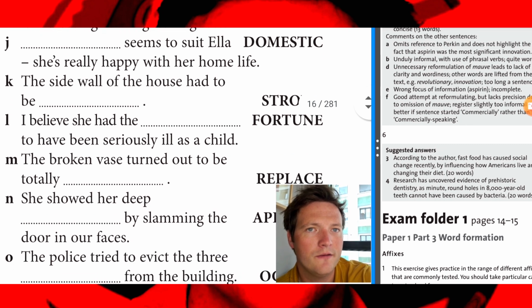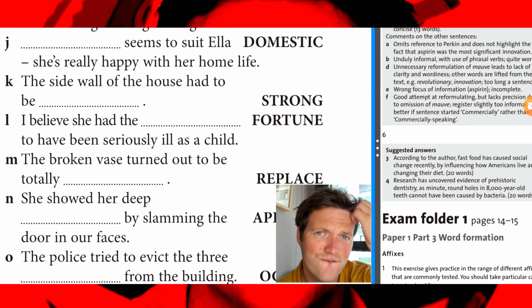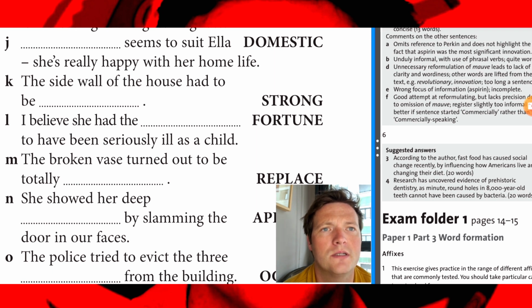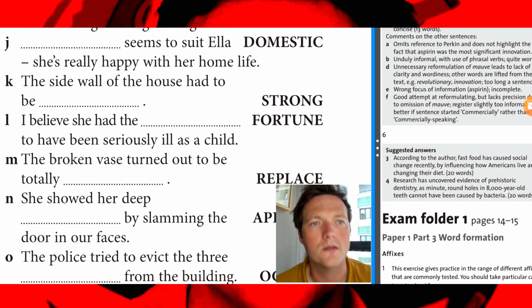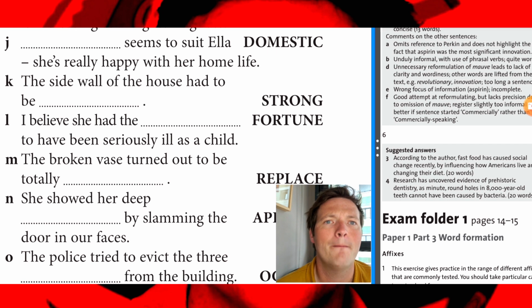I believe she had the fortune to have been seriously ill as a child. Okay, I guess it's not a good thing. It's not a lucky thing to happen to you, to be seriously ill as a child. No. I believe she had the misfortune. So it's the opposite of fortune, of something fortunate. The misfortune, the bad luck, the misfortune of being seriously ill as a child. Yeah, misfortune. Okay, M.